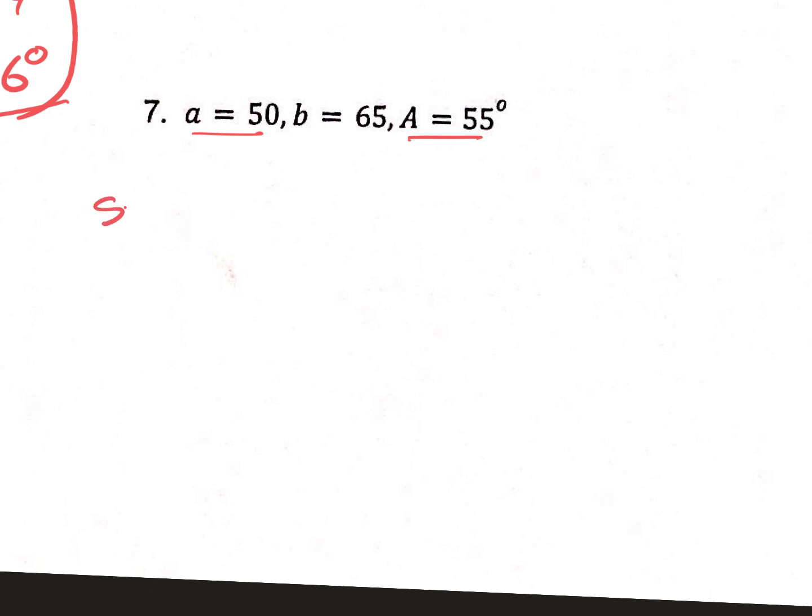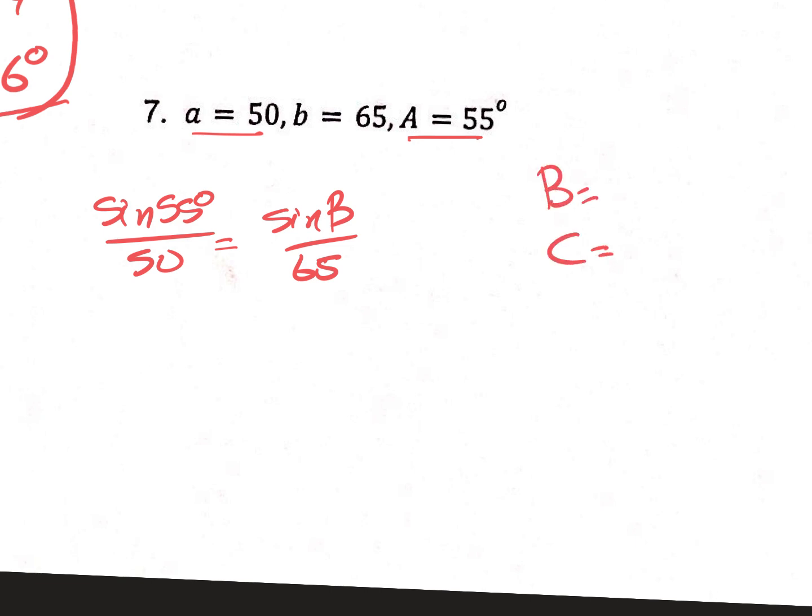So I'm going to do sine 55 over 50 equals sine big B. What a gift. You got to catch that now. If you're not looking, you'll try to do law of cosines. You don't have to. I forgot to say this: we're looking for big B, big C, and little c.